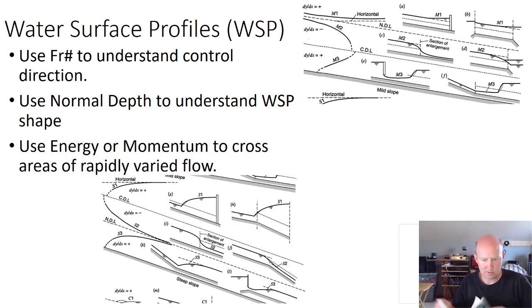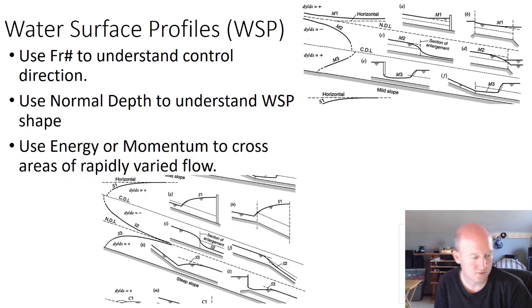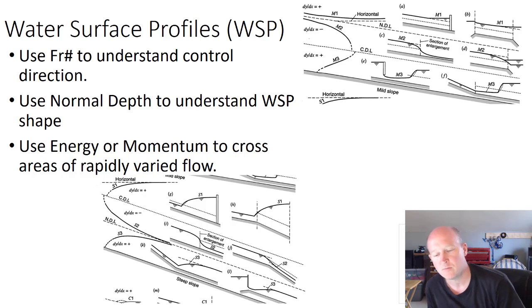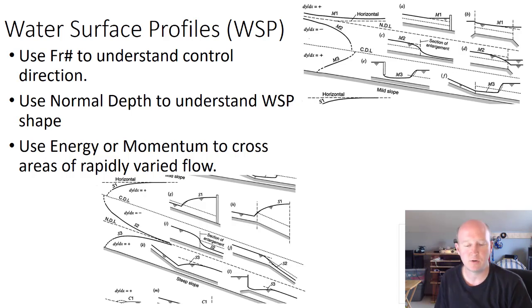The next thing we need to talk about is water surface profiles. For this section, we need to use the Froude number to understand the control direction. This is a tricky thing to figure out. Basically, we want to keep in mind that water that's moving slower than the speed of a wave will be controlled by downstream conditions. And so let's just take a look at this and see if we can come to grips with it.